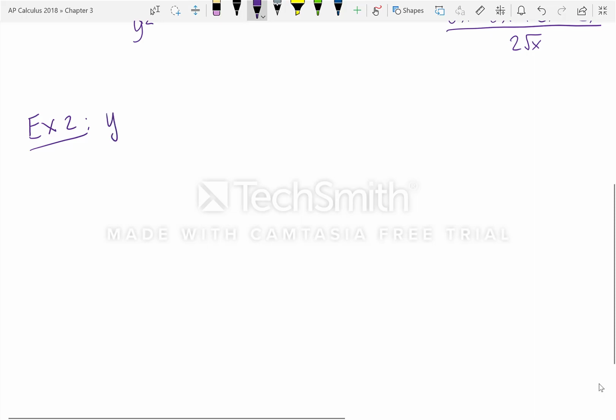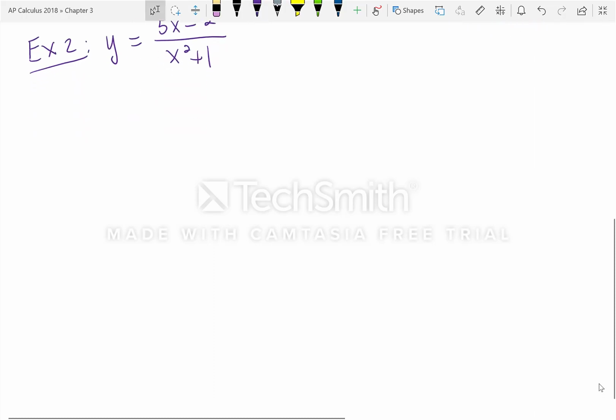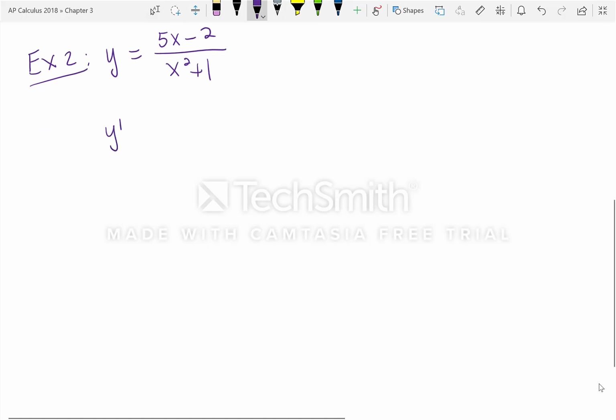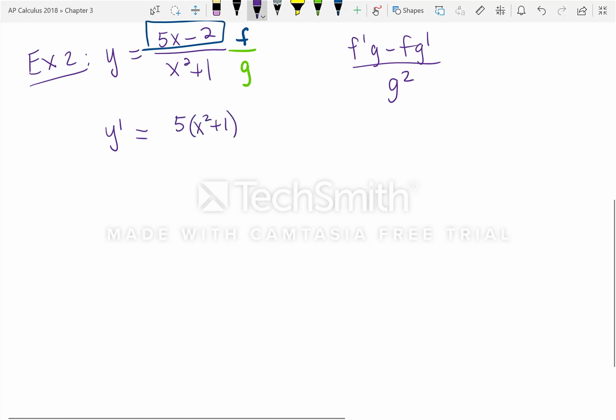Suppose we have the function 5x minus 2 over x squared plus 1. If we want to differentiate this function, in other words, take y prime, or dy dx, we're going to use the quotient rule. This top piece here would be our f, and this piece on the bottom here would be our g. Okay, so following the quotient rule, we're going to do f prime g minus fg prime all over g squared. So f prime, just take the derivative of the numerator, the top part. So using power rule, that derivative is just 5. Multiply by g.